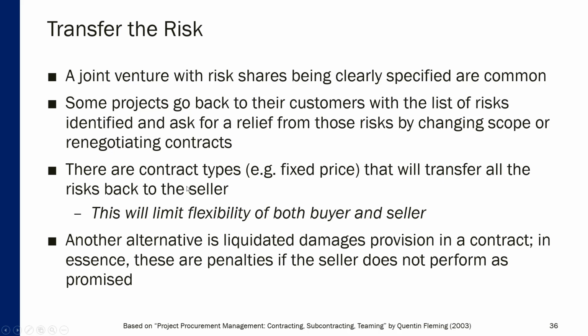For example, there are certain contract types, like fixed price, that will transfer all of the risks back to the seller. So, to limit your risk, you will say, okay, this is the fixed price that you will pay to a particular vendor, and if the vendor faces some difficulties, then all the extra funds will be spent by the vendor and not by you.